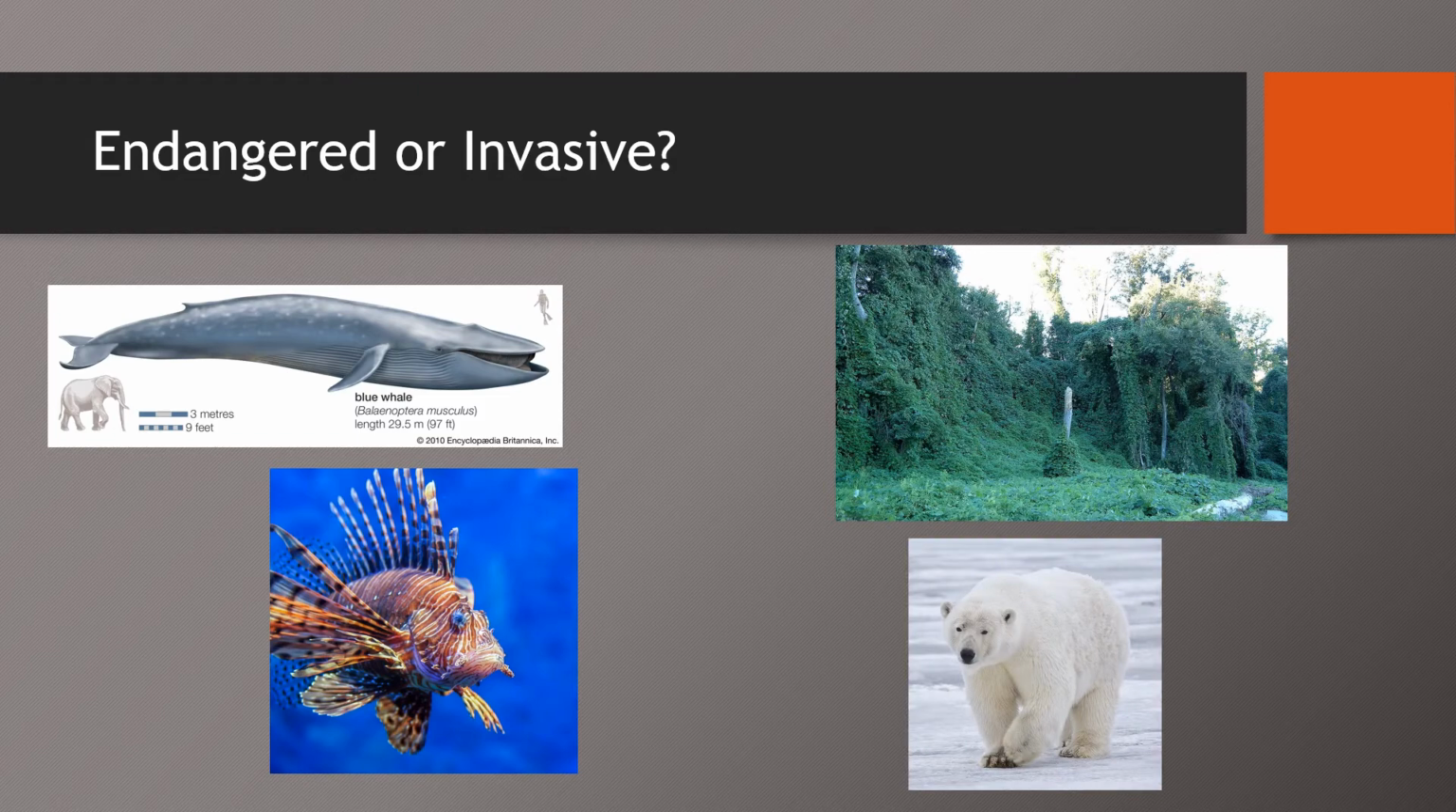And finally, a polar bear. Not too much explanation, so endangered or invasive? So polar bears are endangered. They're endangered because their habitat where they live is disappearing every single year, and that makes it harder for them just to live, and their food supply is decreasing.